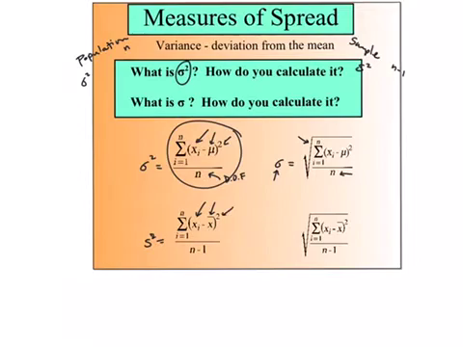Square them, add them up, and now you divide by, check out the degrees of freedom here, n minus 1. So if the set had 20 data points, you would divide by 19. And of course, this would be the standard deviation, S, by taking the square root of the variance.